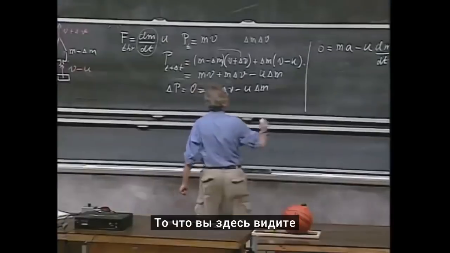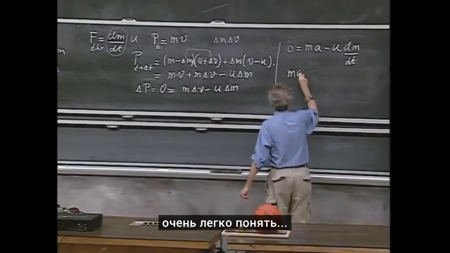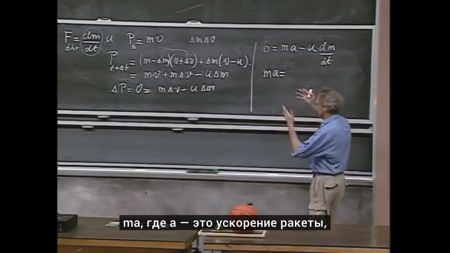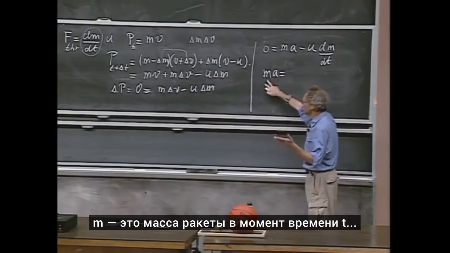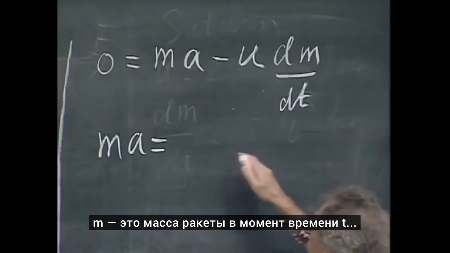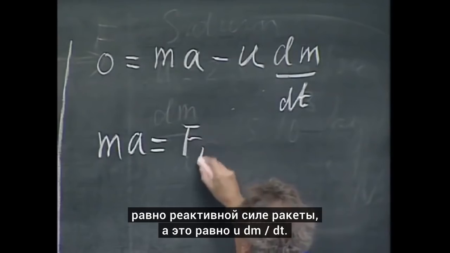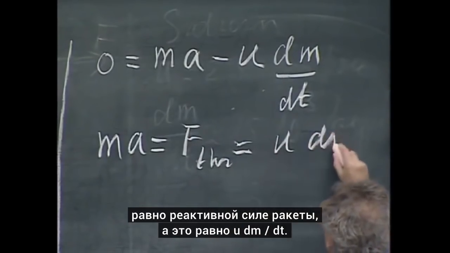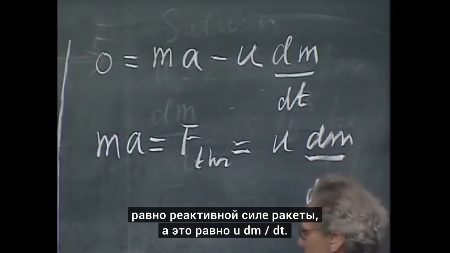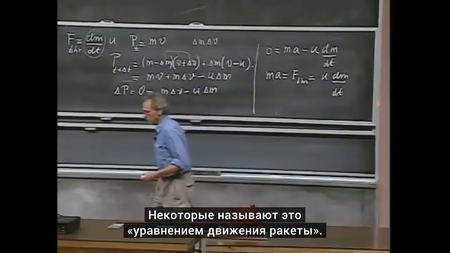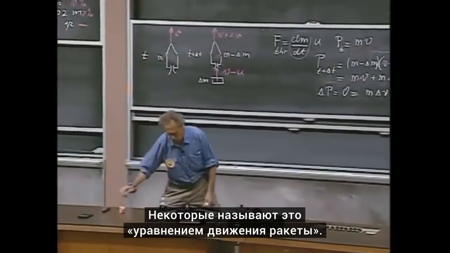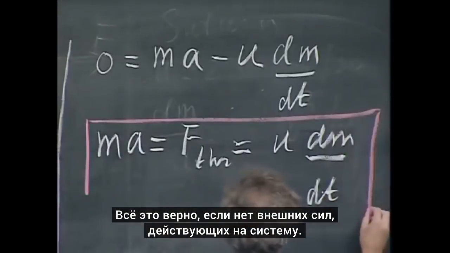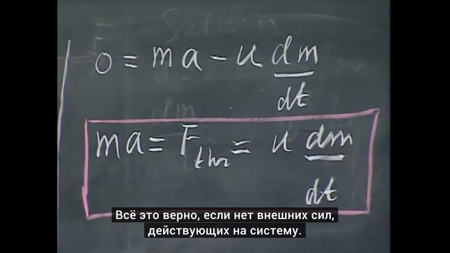on the rocket. So what you see here is something that is very easy to digest: ma, where a is the acceleration of the rocket and m is the mass of the rocket at time t, equals the thrust of the rocket, and that equals u dm/dt. And some people call this the rocket equation. Now this is true if there is no external force on the system.